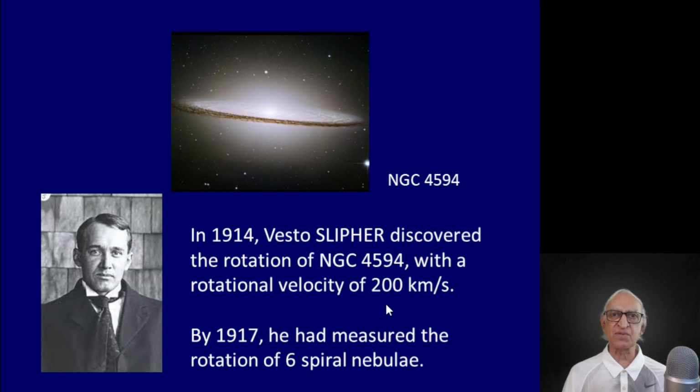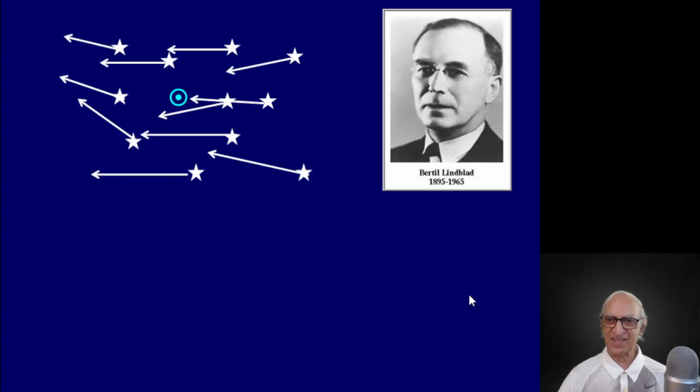Within 3 years, by 1917, he had measured the rotation of 6 spiral nebulae. Now, I'm not going to tell you how he measured the rotation of these galaxies. I would like you to think about it and figure it out yourself. If you can't figure it out, then read about it.